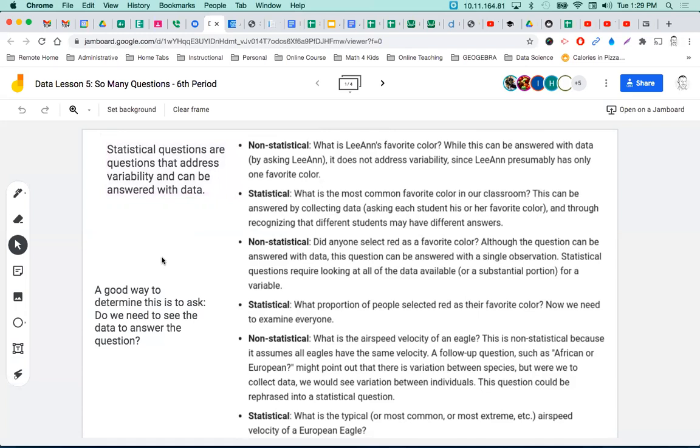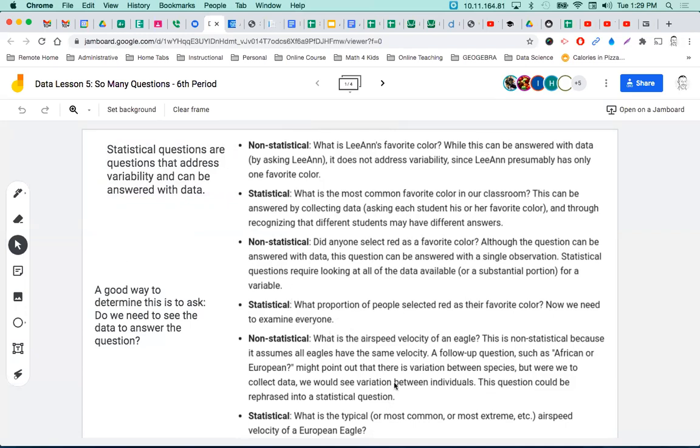Now we could change it to say what proportion of people selected red as their favorite color. Now we have to look at everybody. We've got to look at all the data in order to get that. Okay. And we would have to know what each data point represented. Okay. Whether it's red or not red. Okay.